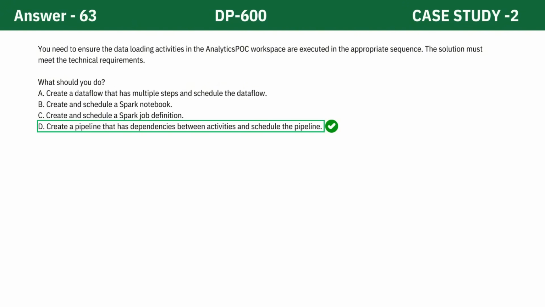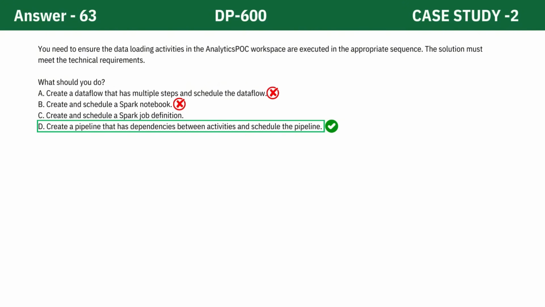Option A suggests creating a data flow with multiple steps. While data flows are great for managing sequential data processing within their scope, they lack the comprehensive orchestration capabilities required for handling dependencies that span across multiple workflows or different types of operations. Option B involves scheduling a Spark notebook. Spark notebooks are better suited for exploratory data analysis and interactive data manipulation rather than for structured and repeatable data processing tasks required in production environments.